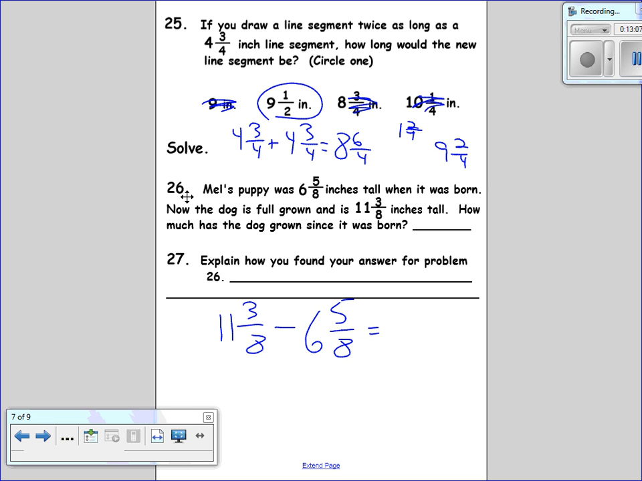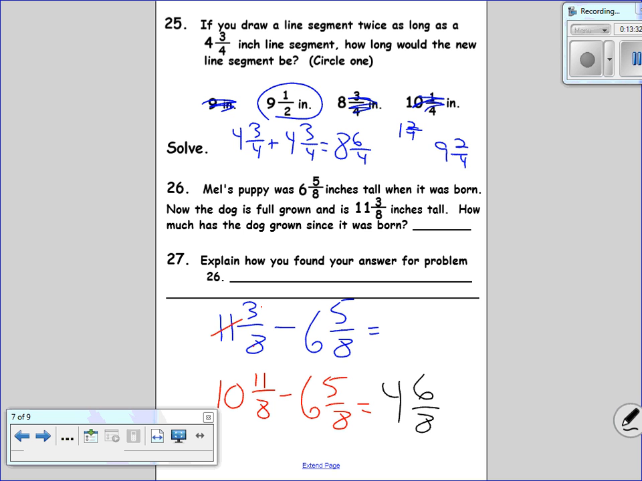First thing, is 11 bigger than 6? Yes, so I have those numbers set up right. Common denominators? Yes, they're set up correctly. 3 is smaller than 5, so I have to borrow from this 11, which makes this a 10, which means I have to add an 8 to this 3, which is 11 over 8, minus 6 5/8. As soon as you've done that, it is simple. Go ahead and subtract across. 10 minus 6 is 4. 11 minus 5 is 6.